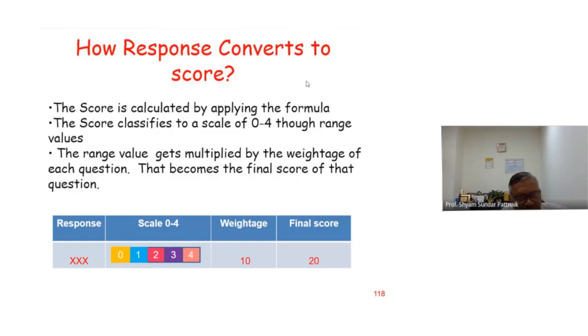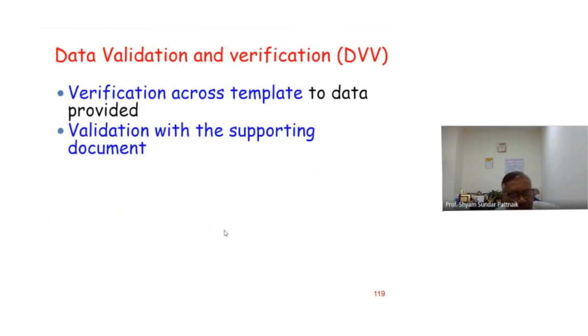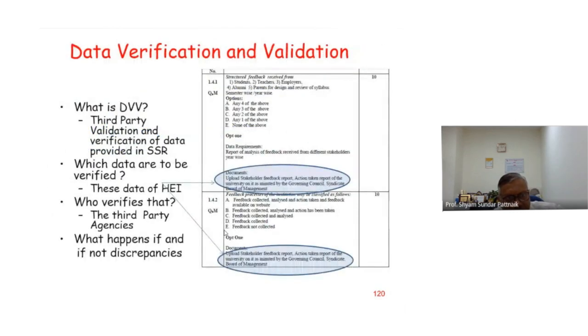Now, how is the response converted to the score? You see that. The score is calculated by applying a formula. The score is classified to a scale of 0 to 4 through a range value. The range value gets multiplied by the weightage of each question. That becomes the final score of the question. So let's say the response scale is 0 to 4, weightage is 10. If my score value is 2, then the final score is 20. So that is the multiplication: what scale is used and how much weightage is given for that scale. This is to be understood.